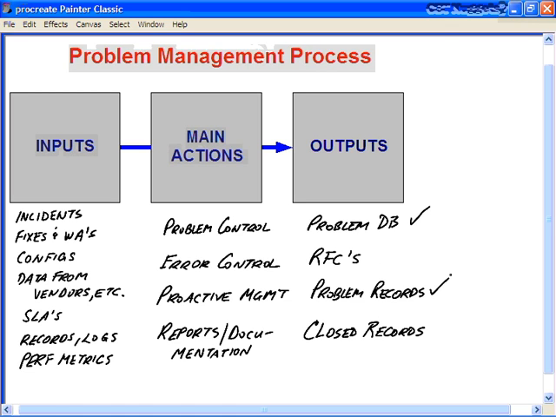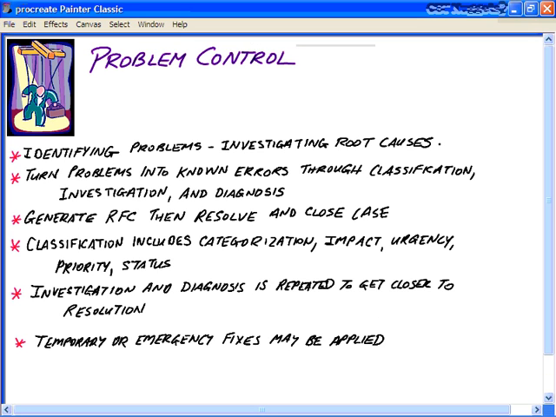Again, problem records. And we talked about the difference between problem records and problem management of those records and incident records earlier. That's a major output. And then, of course, once you resolve the issue, you resolve the problem, then you've got closed records. So these are the four main outputs of the problem management process. As you saw, problem control is the first and primary action of problem management.